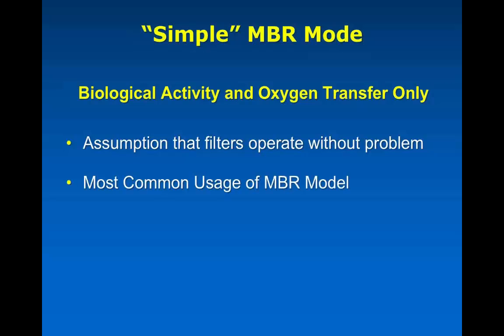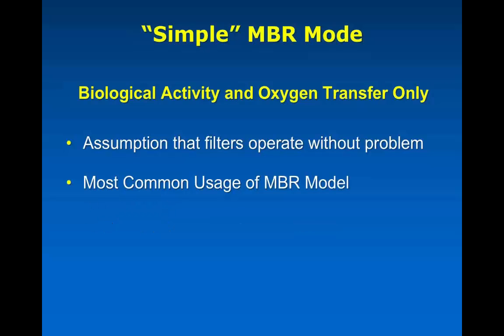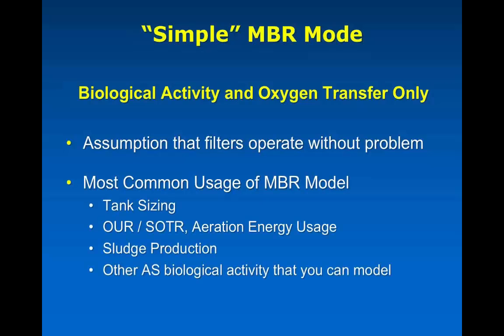So this is by far the most common usage of the MBR model in GPS-X, is to use it in its most simple format. It allows you to do tank sizing. It allows you to calculate the oxygen transfer and the amount of energy that you're using to do that. Sludge production, of course. Basically, any other aspect of the biological activity. If you're setting up a biological phosphorus removal system that incorporates MBRs in it, then you could do that very easily here with the simple mode, and you wouldn't have to worry about some other details.